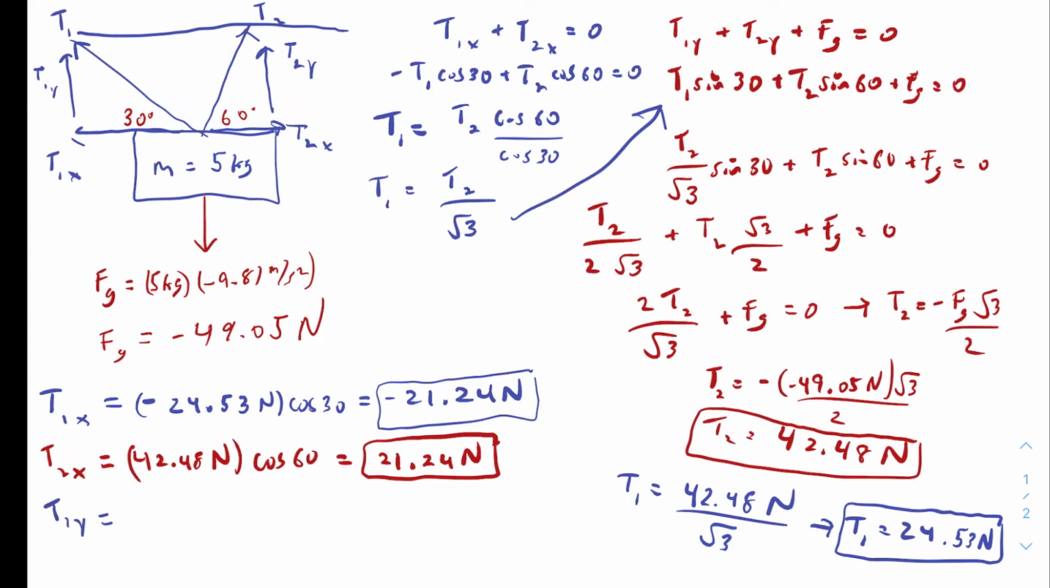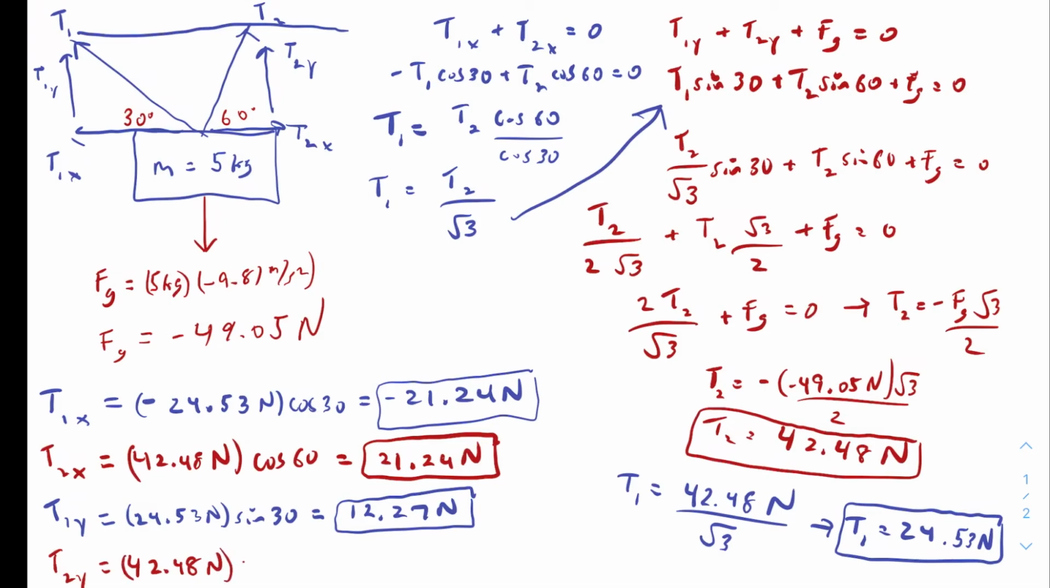T1y is equal to T1 times the sine of 30. Plugging in the value that we found for T1, we see that T1y is equal to 12.27 newtons. T2y is equal to T2 times the sine of 60. Plugging in the value we found for T2, we find that T2y is equal to 36.79 newtons. We find that the values for T1y and T2y add up to 49.06 newtons. Note that the value that we found for the force due to gravity is negative 49.05 newtons. You'll often have some small rounding errors like you see in this case, but we can see that these two tension components basically cancel out the force due to gravity.